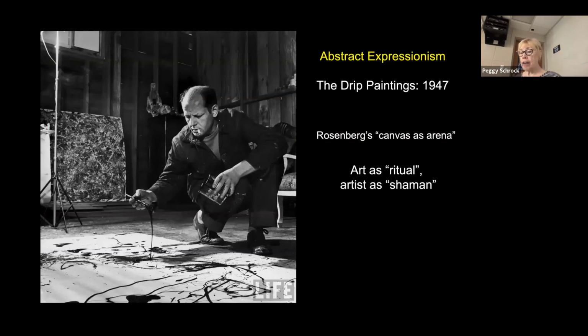And they really are the essence of Rosenberg's canvas as an arena. Art as a ritual, artist as a shaman is certainly how he saw himself. Jackson Pollock did not fling paint. I mean, sometimes he would, a little bit like that, but he was amazingly controlled. He had quite an ability to control where that paint dripped. Now, why drip?